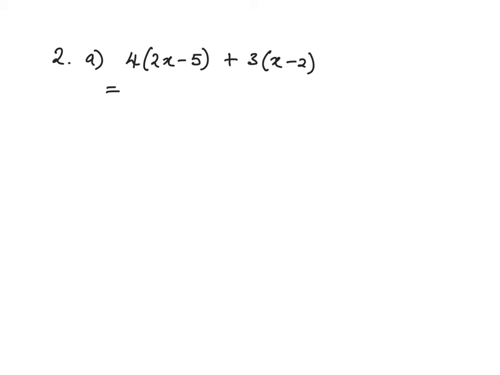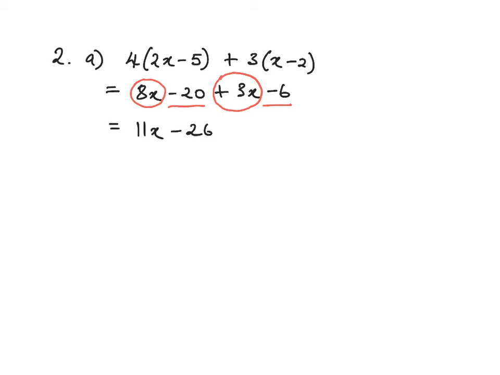Question 2a, expanding brackets. 4 times 2x is 8x, 4 times minus 5 is minus 20, 3 times x is 3x, 3 times minus 2 is minus 6. What we want to do then is to gather together like terms. I have an 8x and a plus 3x. Don't forget to include the sign, so that gives us 11x. Then I have a minus 20, minus 6, minus 26.